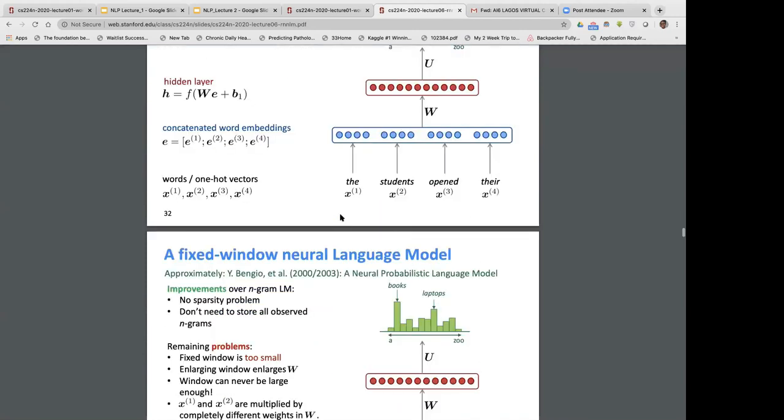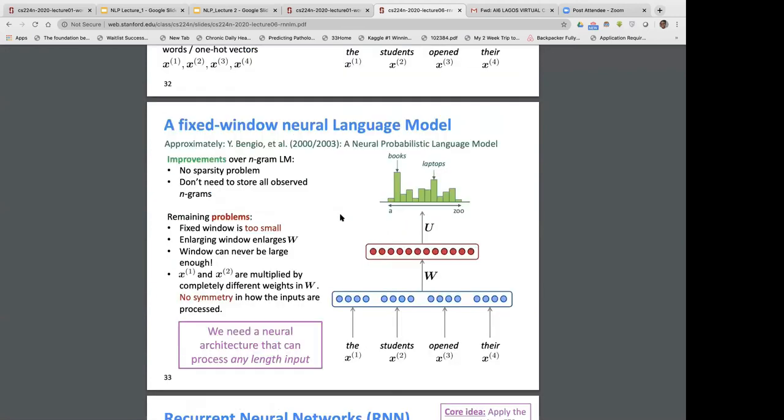So why is the neural language model good? It's better than the n-gram language model. Why? Because here you don't have problems of sparsity. You don't have to store any n-grams at all. They're basically just using different weights and different embeddings for different words. You're not computing any counts at all. You're just seeing what the model is learning to make predictions.